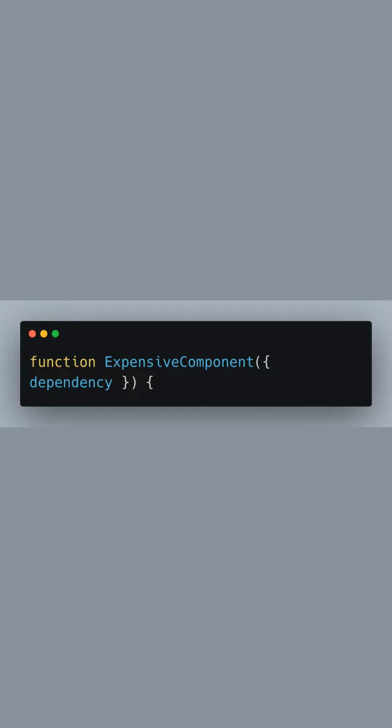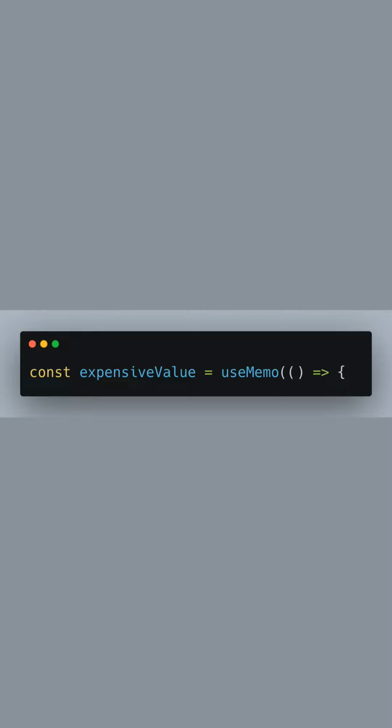Here we have a React functional component called ExpensiveComponent. It takes a single prop named dependency, which we will use within our useMemo hook. Within the component, we create a constant called expensiveValue. This is the value that we want to memoize using useMemo.